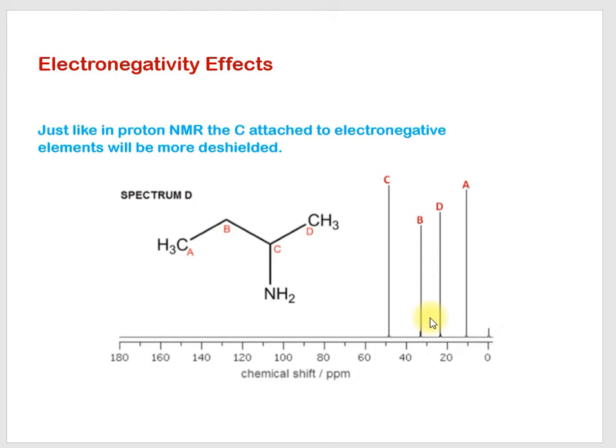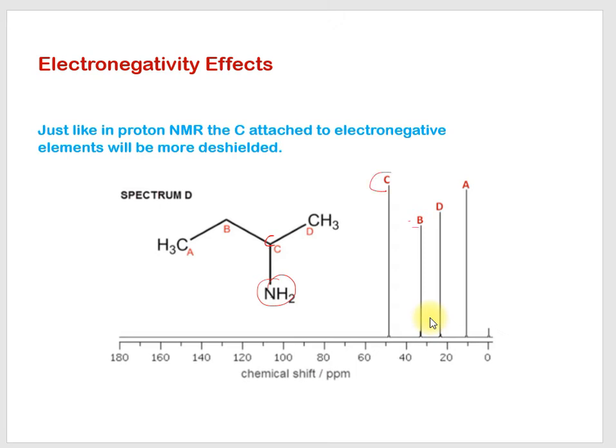Take a simple molecule like the one shown here. You have four different carbons, because it's not symmetrical, so you can label them A, B, C, D, depending upon the type of carbon. Here this carbon is attached to an electronegative nitrogen atom, so this carbon is expected to be the most deshielded. The most deshielded, so you have C here.